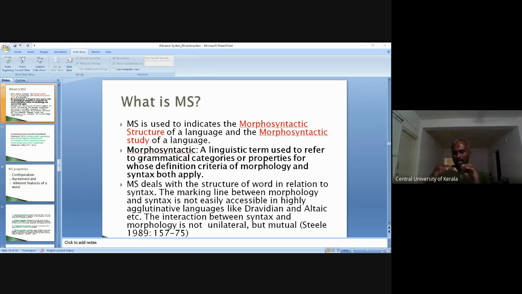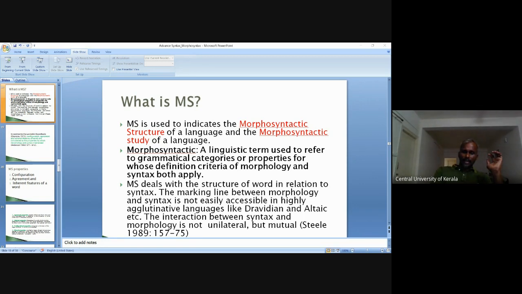When you come to agreement, it is controller and target. The controller is the source which is reflected on the target. The subject is the controller. The features of the controller, like gender, number, person, will reflect on the verb. The verb is the target. When you come to government, it is governor and governee. What is governing? Here the verb, the head, is governing. What is governed is the noun phrase. So this is the one thing, and let me come back to the point.